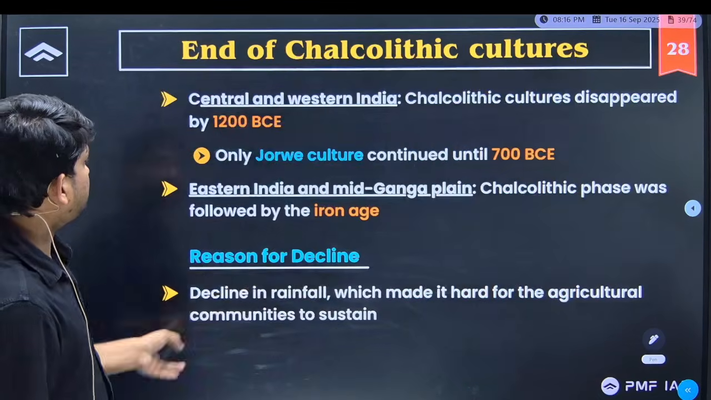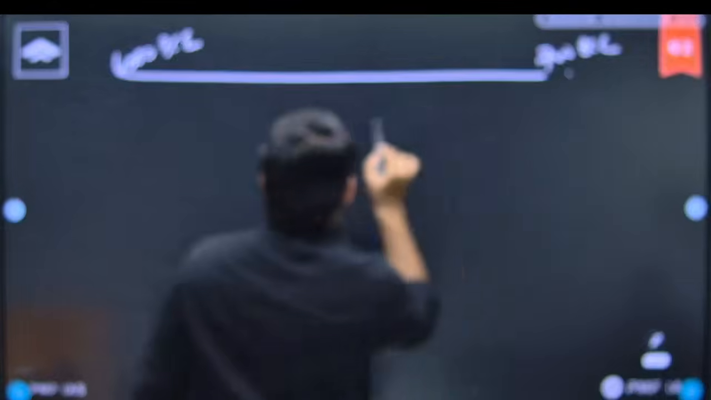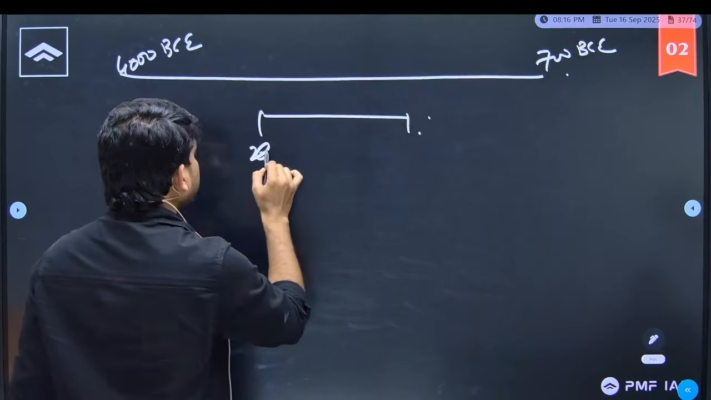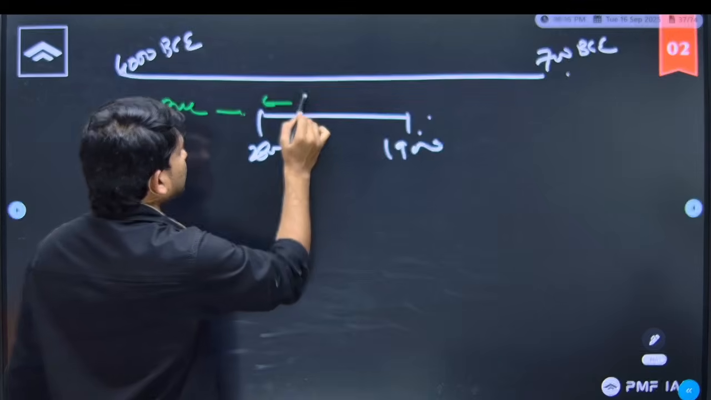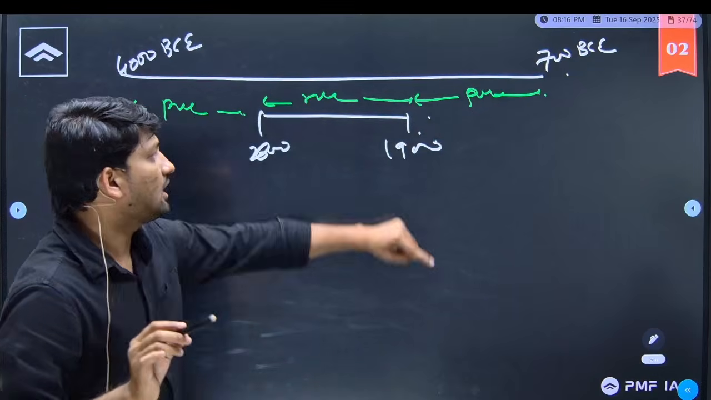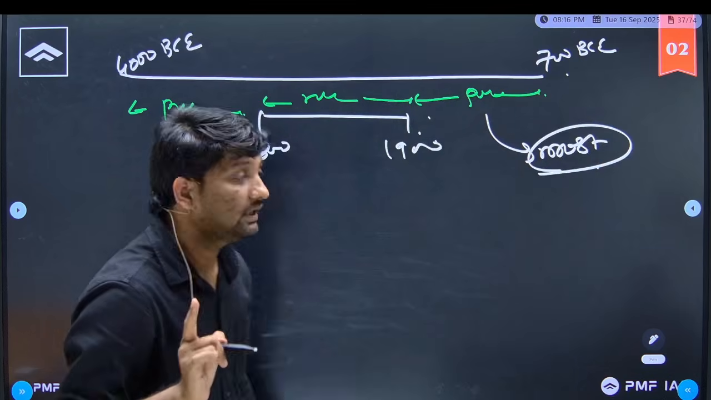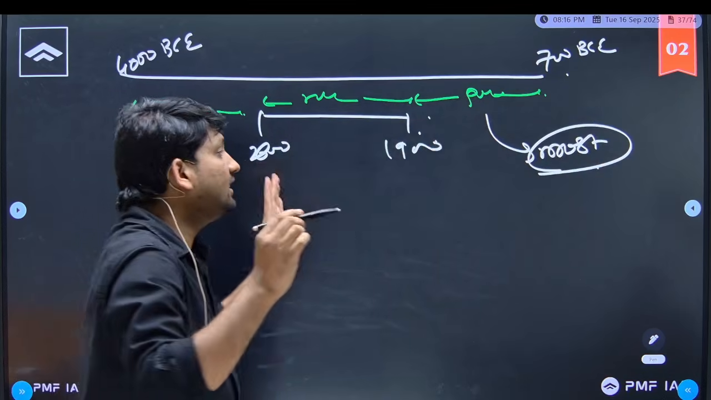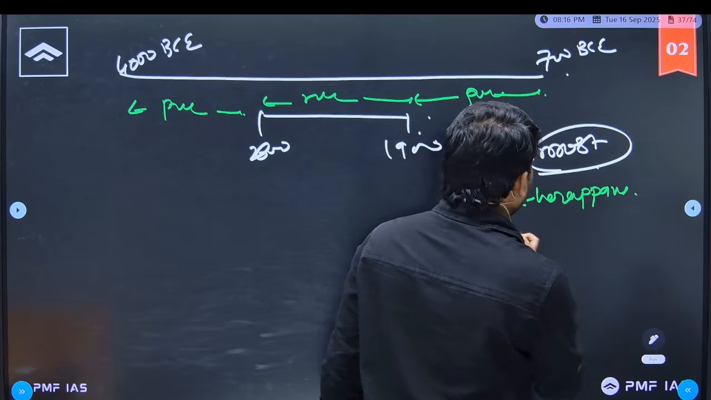Now remember one important point. This is Chalcolithic from 4000 to 700, and the Harappan culture is from 2600 to 1900. So these sites are pre-Harappan, these sites are Harappan, and these sites are post-Harappan. Remember, most of the Chalcolithic sites are post-Harappan, but technologically these are pre-Harappan. I will tell you how.